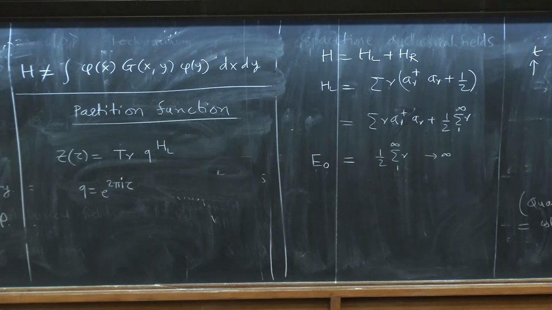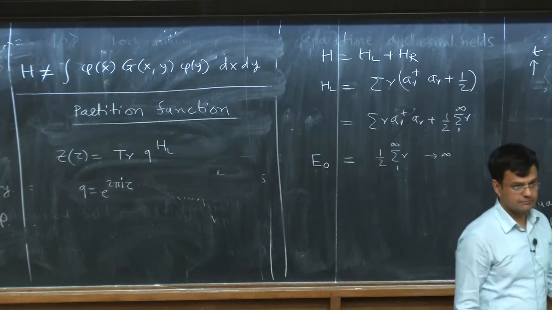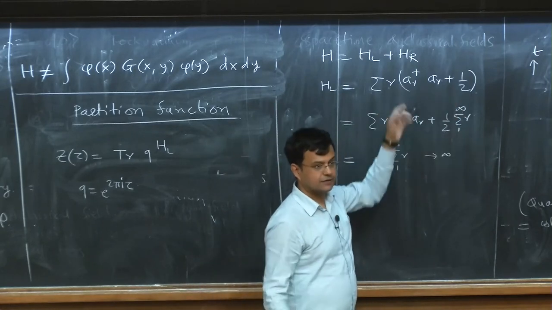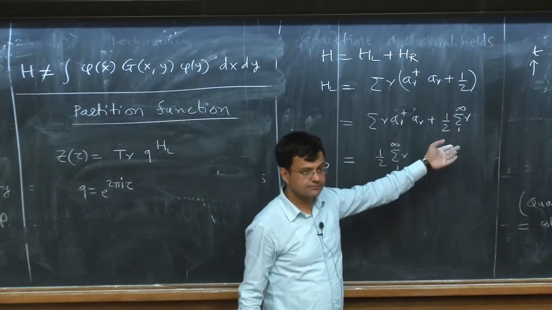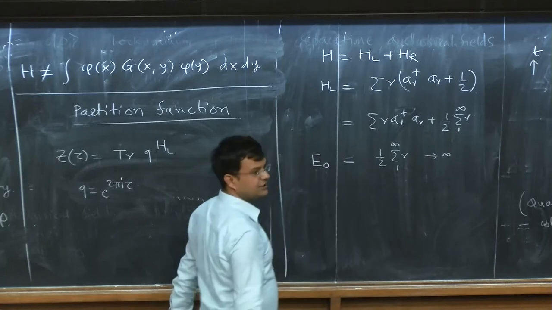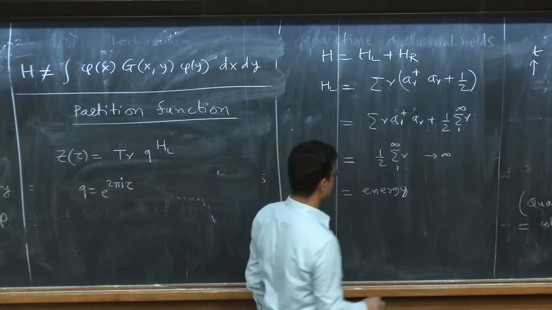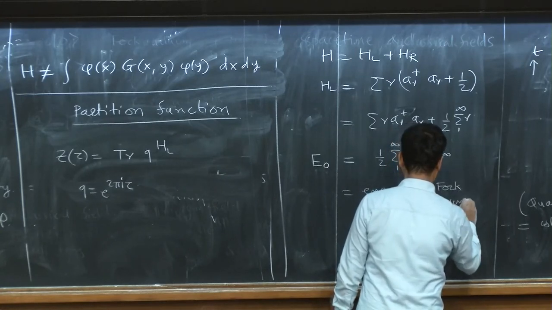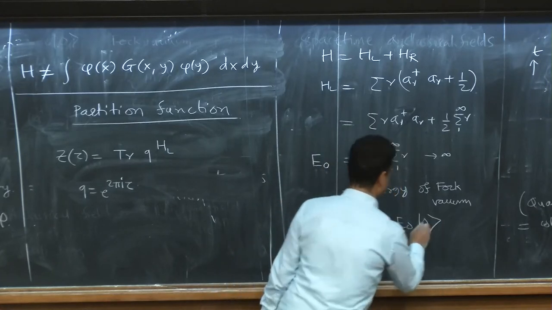Because now we have a collection of an infinite number of oscillators, there is no guarantee that things will be finite. And here is a simple example: even though this half is finite, after you sum over an infinite number of oscillators, there is a potential for divergences. So let's keep this energy E naught. This is the eigenvalue of the Hamiltonian for the Fock vacuum, which by definition is the energy of the Fock vacuum. So H acting on the Fock vacuum is equal to E0 times the Fock vacuum.